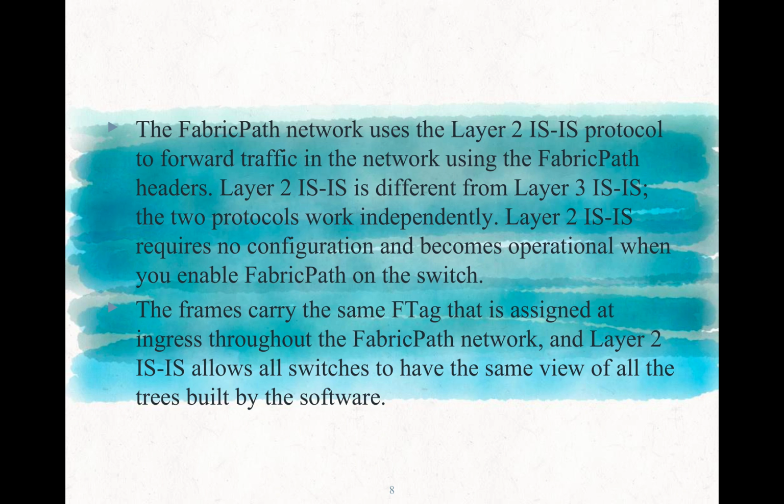And the frames carry the same tag that is assigned at ingress throughout the FabricPath network, and layer 2 intermediate system to intermediate system allows all switches to have the same view of all the trees built by the software. So as you know, in spanning tree we were using flood and learn for broadcasting our MAC addresses, but in ISIS we are using something called MDT, which we are going to talk about in a few minutes.